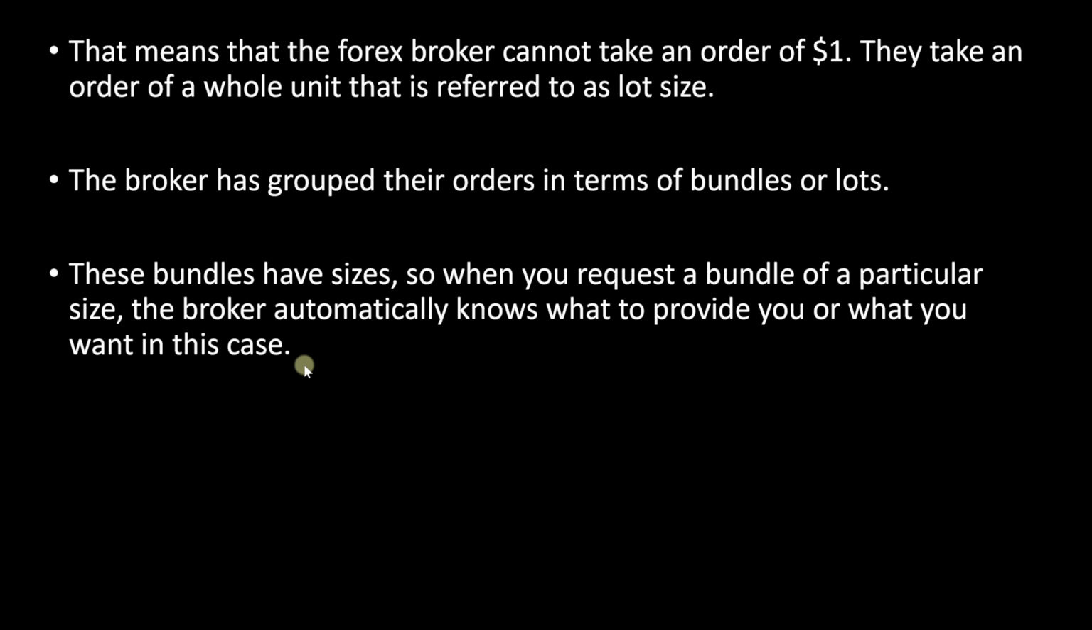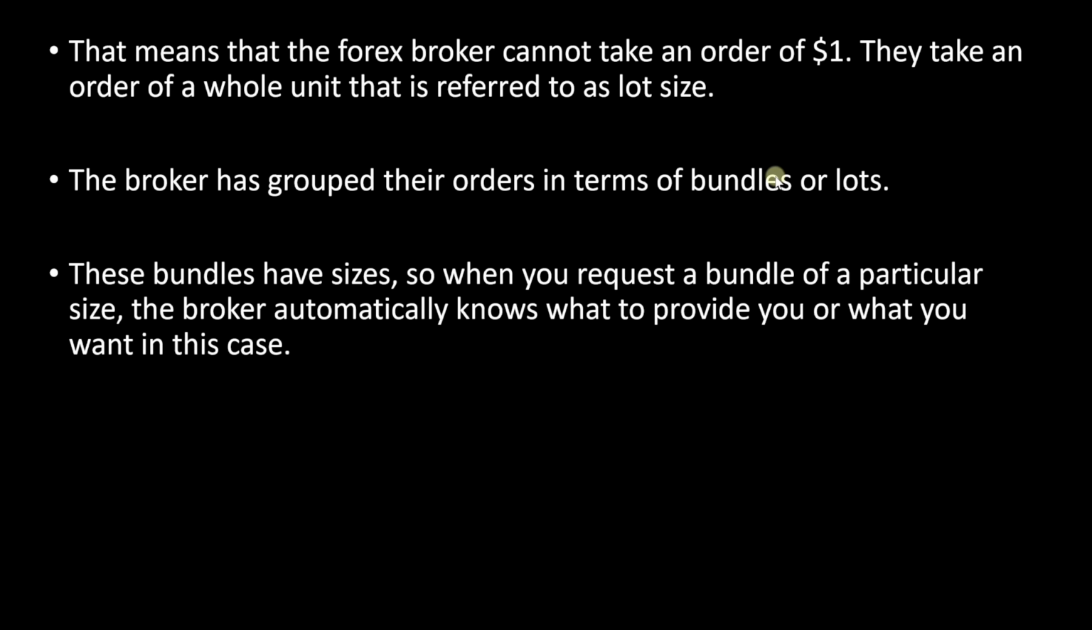So that means that the Forex broker cannot take an order of $1. They take an order of a whole unit that is referred to as a lot. The broker won't take 0.001 of $1, but they'll take it as a whole unit. So that 0.001 is a fraction, but the whole unit is now when you apply the lot size. The broker has grouped the orders in terms of bundles, or what we call lots. So whenever you want to buy or sell currency, the broker will group that buying and selling in terms of lots, so you get good profits.